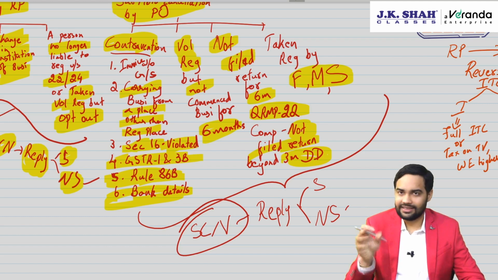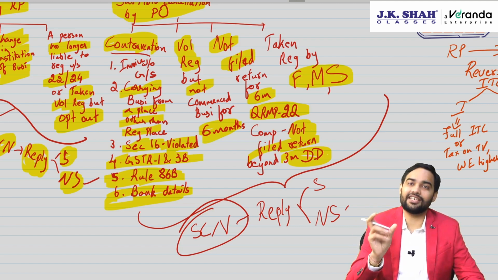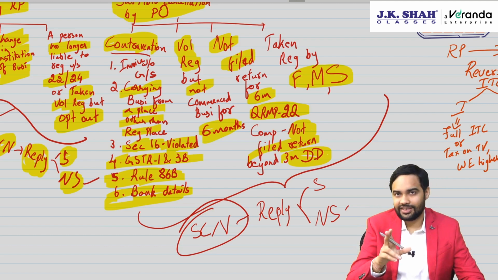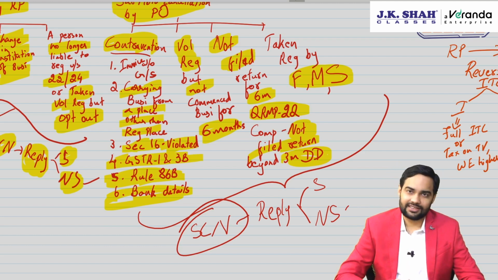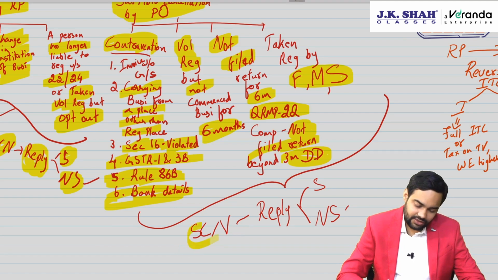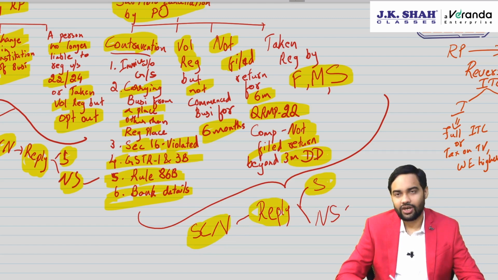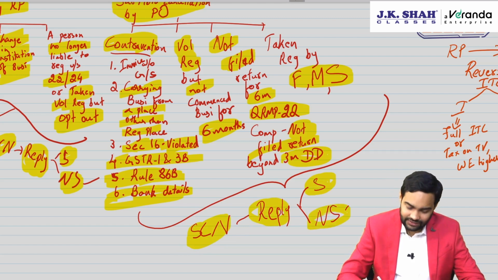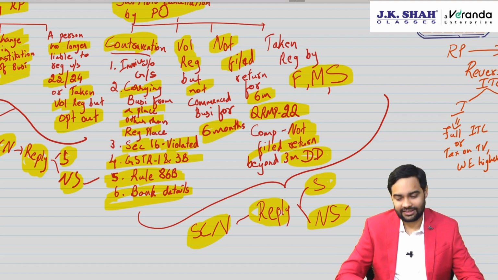my registration is cancelled. Now if my registration is cancelled, I will apply for revocation. If I get the revocation, I have to file the returns within 30 days. If I don't file the return within 30 days, again my registration can be cancelled. How will the process work? Here officer will issue a show cause notice. Then I have to reply. If he is satisfied with the reply, he will not cancel. If he is not satisfied with the reply, he will cancel, because here he wants to cancel.